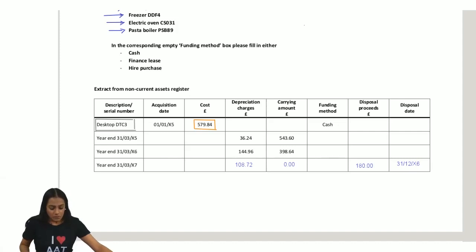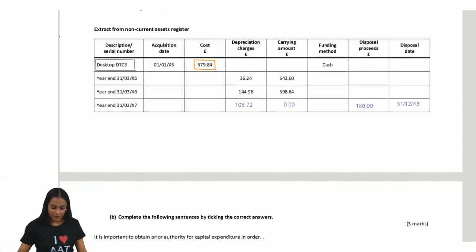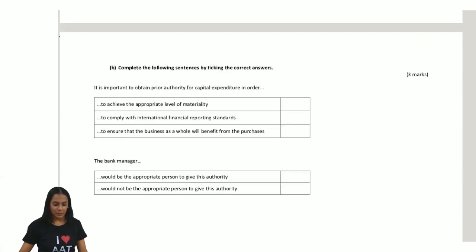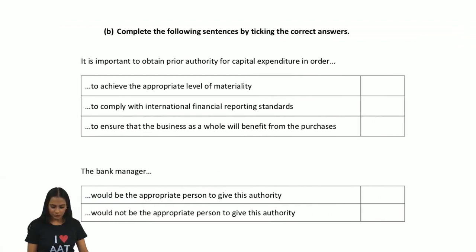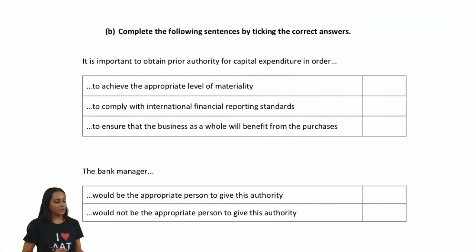Now, the assets register also allows us to verify items of when discrepancies occur. And including in this task is a couple of theory questions that you could be dealing with. Can I zoom in so you can read the information a little bit more clearer? There we go. These items are going to be tested for 3 marks. It says, Part B, complete the following sentences by ticking the correct answers.